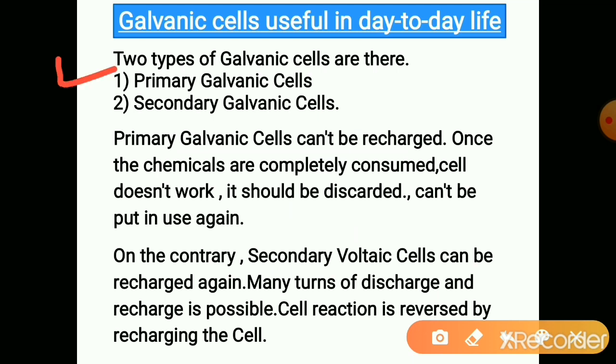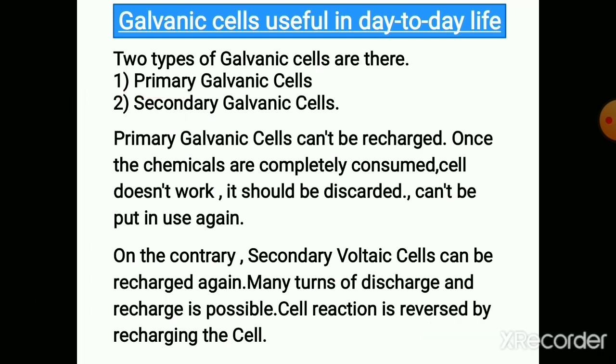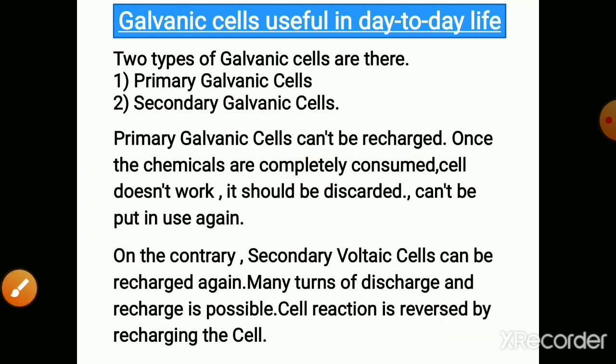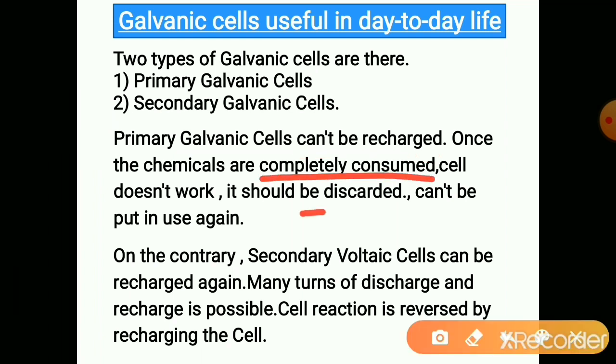There are two types of voltaic cells, primary voltaic cell and secondary voltaic cell. Primary voltaic cell means the cells which cannot be recharged. Once the chemicals are consumed, they should be discarded, they should be thrown out. They cannot be used again by recharging. Such types of cells are the primary cells which cannot be recharged.